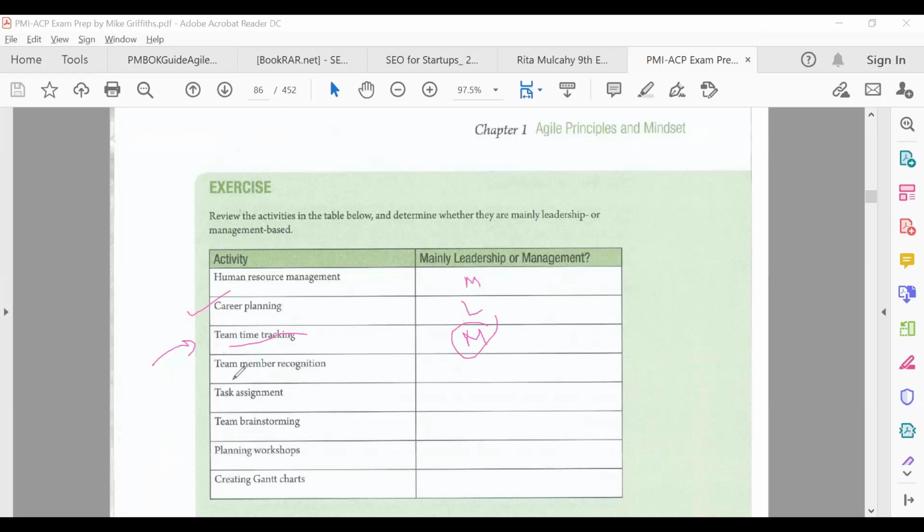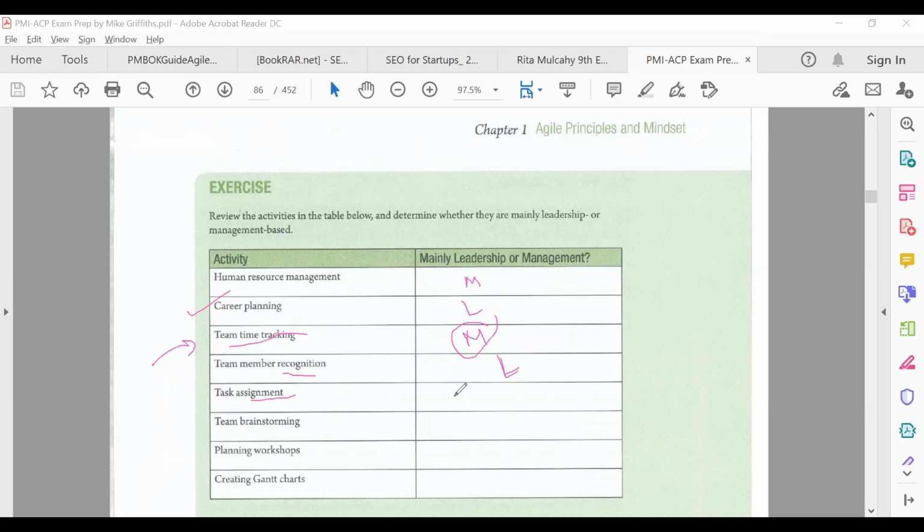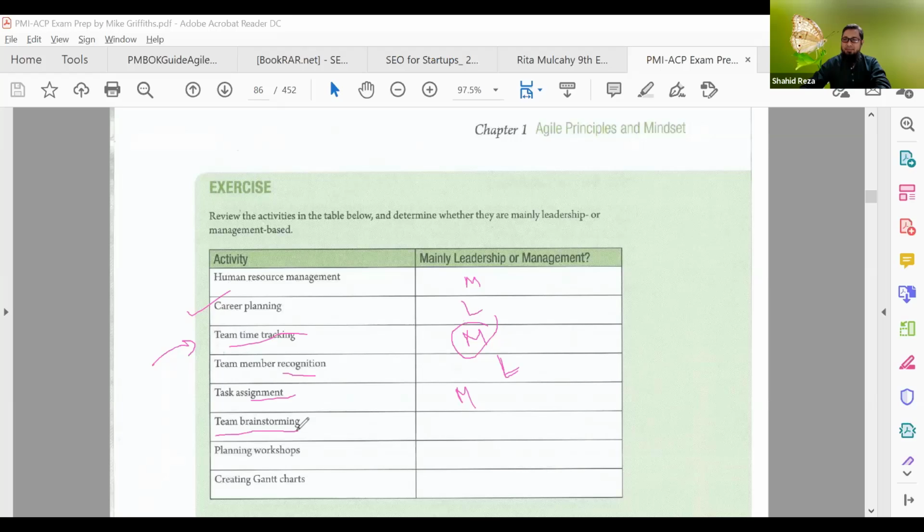Team member recognition. Leadership, right? They will recognize those people. Task assignment. Management. Right? Brainstorming, team brainstorming. Leadership. Brainstorming means to involve everyone so that they can innovate, think differently, come up with some ideas. So that goes with the leaders.